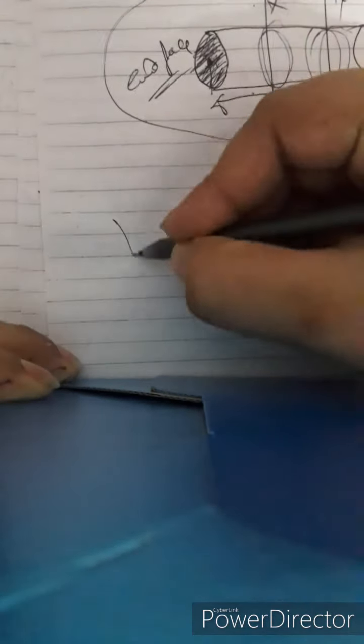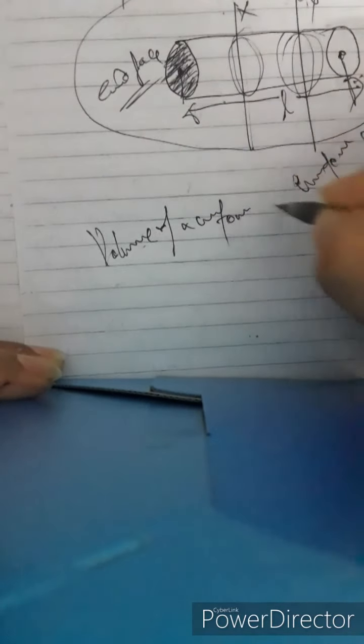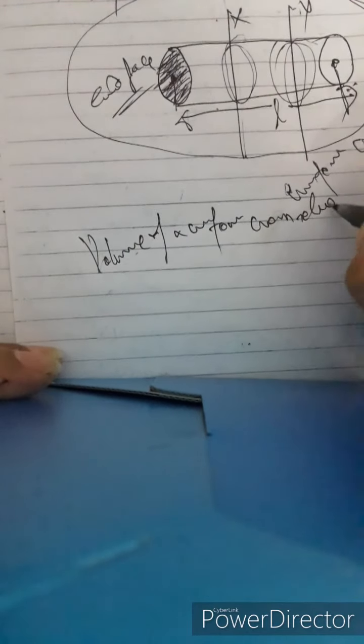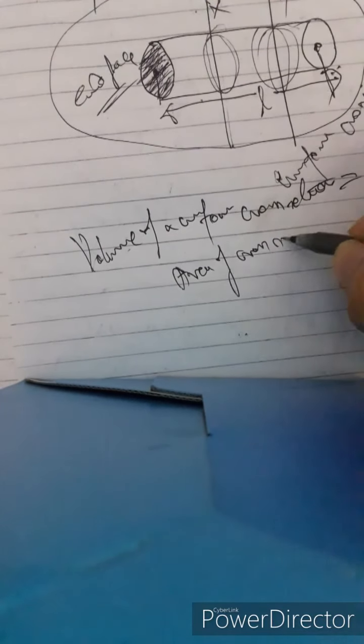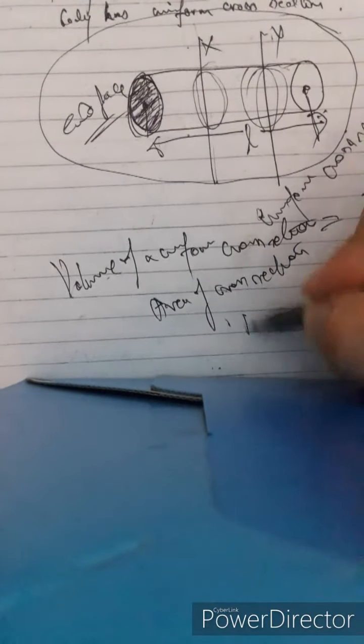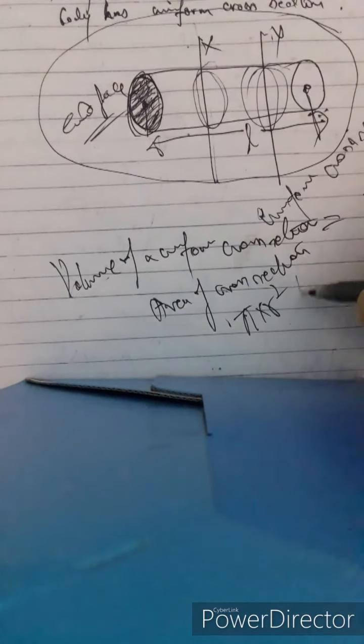Now we'll see the volume of a uniform cross section. How can we take the volume? It can be taken as the area of cross section, that is the area of this portion, into the length of the solid. This is a circular portion, so the area becomes pi r square, into the length: pi r square L.